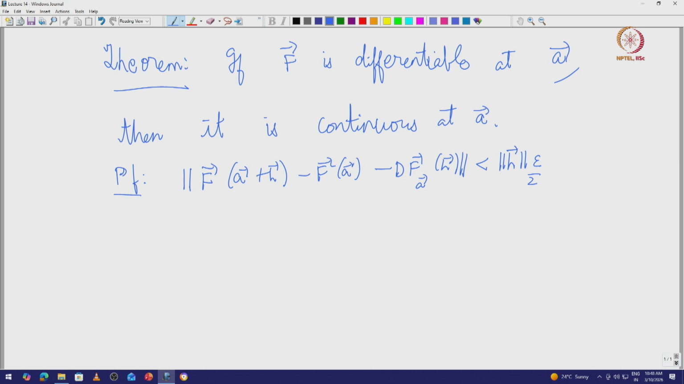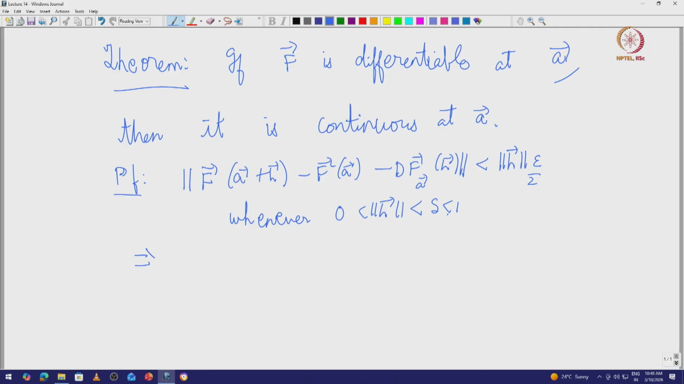So this is less than epsilon over 2 whenever h is less than delta. Yeah? Now at this point we can assume that delta is less than 1, because if it was not less than 1, simply choose some delta which is less than 1, the inequality will still be true.